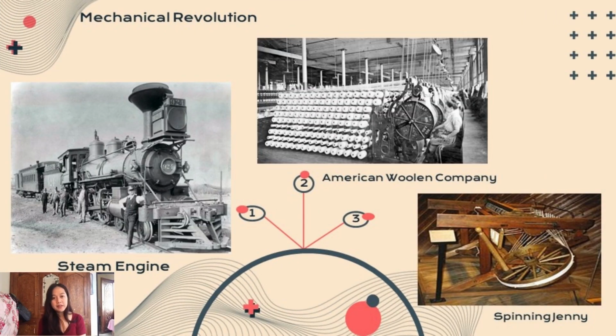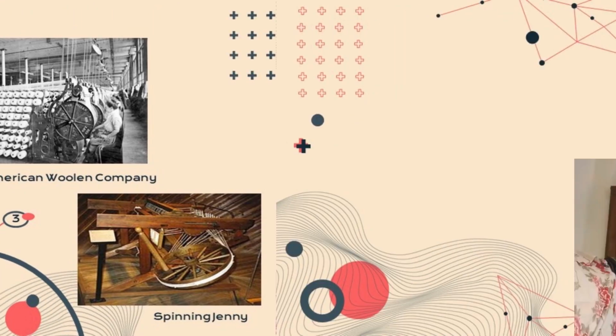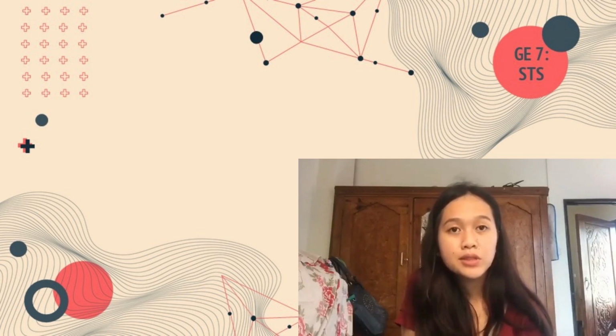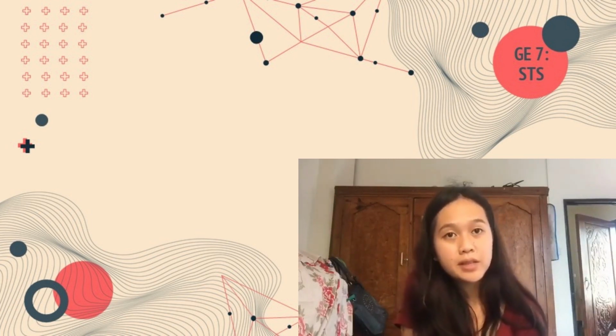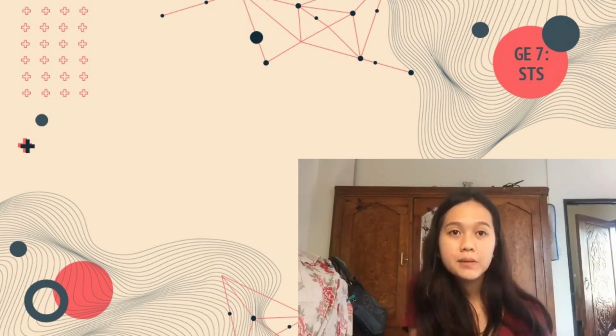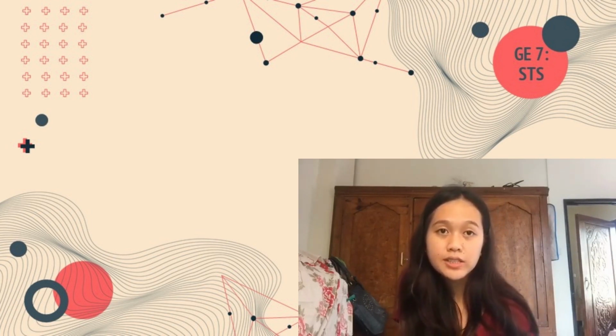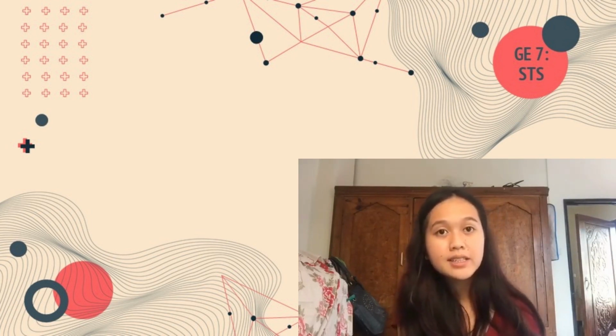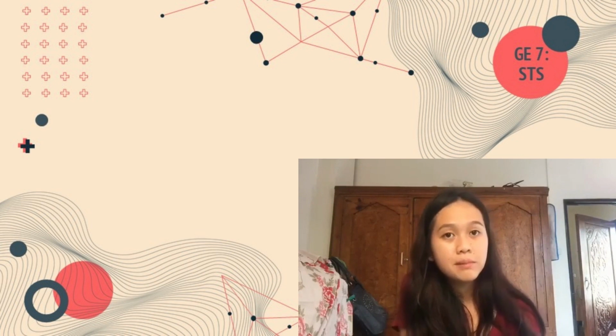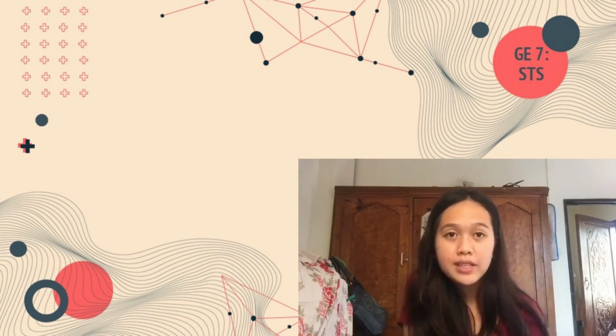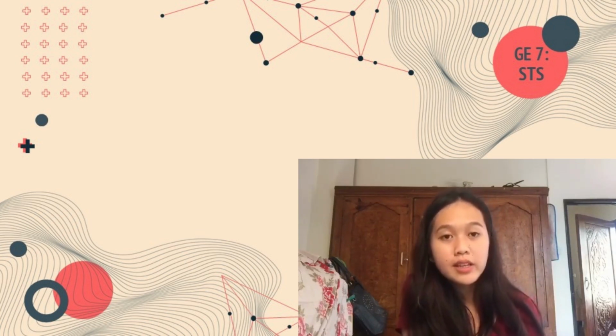So, in the Industrial Revolution, there are the steam engine, American Woolen Company, and spinning jenny. The Industrial Revolution transformed economies that had been based on agriculture and handicrafts into economies based on large-scale industry, mechanized manufacturing, and the factory system. The new machines, new power sources, and new ways of organizing work made existing industries more productive and efficient.